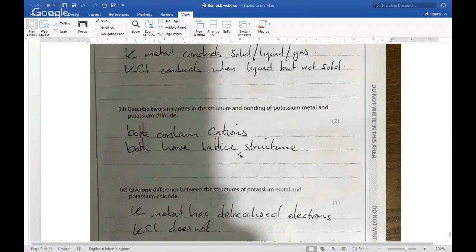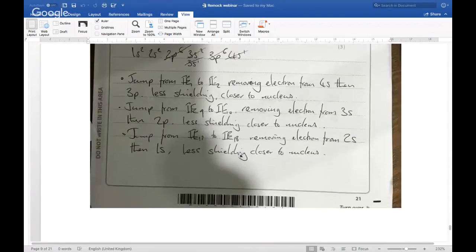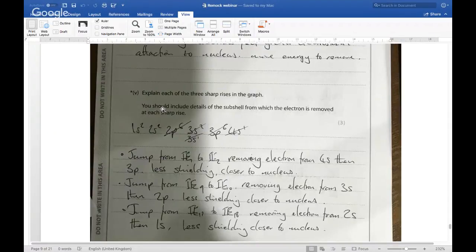Mr. Dave, does atom size matter? You're saying it's going to get smaller. You should include details. It's in the question, Sophia. Sorry, I mean ion size. Yeah, I got what you meant. But look at the question: explain each of the 3 rises in the graph. You should include details of subshells from which the electron is removed at each sharp rise. For the 3 marks, you needed to say 4s, 3p, 3s, 2p, 2s, 1s. Those were your 3.